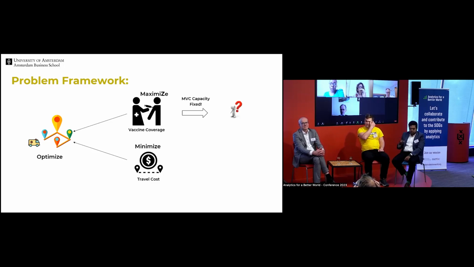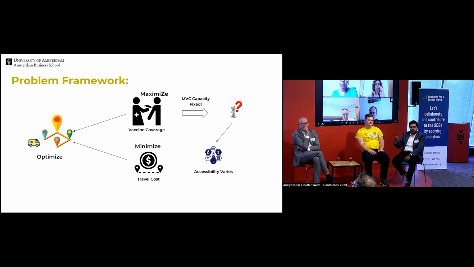But there can be a question: per day, the mobile clinic can vaccinate a fixed number of people, so how do we take this coverage part into account? That comes into the picture because accessibility varies. For example, in sub-county A there can be a lot of level 4 and level 5 vaccination centers, which people can already go to. But in sub-county B there can be very few level 4 and level 5s, so we need to have more days there for the mobile clinic to vaccinate more people.